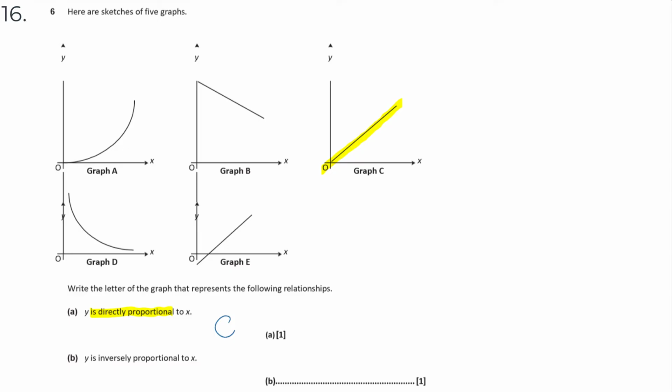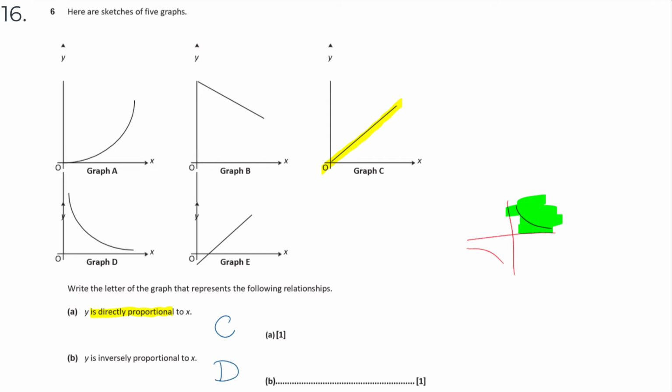Now, inverse proportion. Inverse proportional is 1 over x, isn't it? Or 1 over your value. And the graph y equals 1 over x we call the reciprocal curve. Often when we need to plot it, it has two parts like this and this, but in this case we're just looking at the section up here in the first quadrant, aren't we? That's going to be graph D. So it is D.